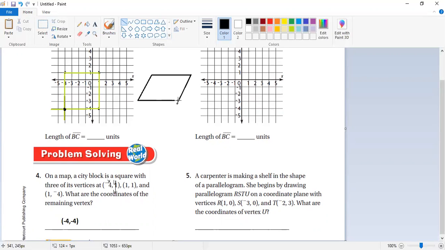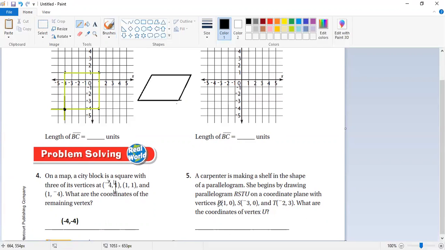Okay, this is a parallelogram. Now a carpenter is making a shelf in the shape of a parallelogram. Fine, so the picture when we draw it should look like this. So what else did they say? They gave us 3 coordinates and we have to find the other one, RSTU. So the parallelogram is RSTU.